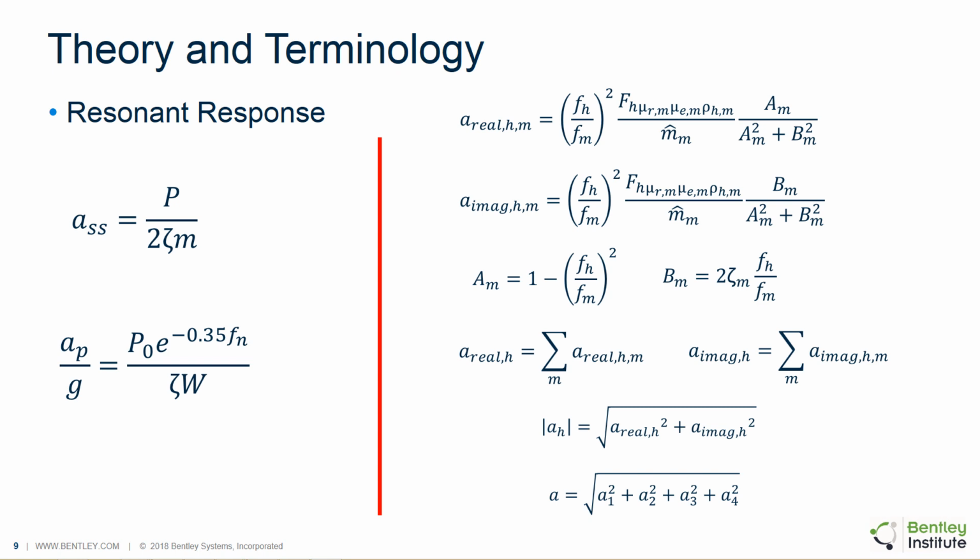I want to note that in the equations above, you'll see that the mode shapes occur in that equation, and you see two different terms for the mode shape. The mode shape is the mu value in the top equations there. And so you see a mu r comma m and a mu e comma m.